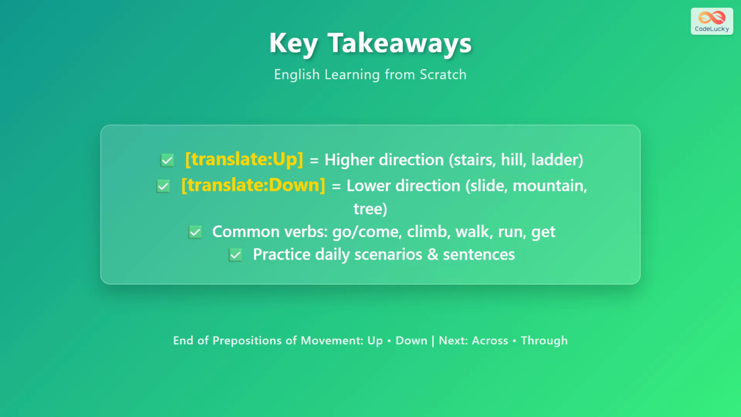Up means higher direction like stairs, hill, ladder. Down means lower direction like slide, mountain, tree. Common verbs are go, come, climb, walk, run, get. Practice these in daily scenarios and sentences to remember them.